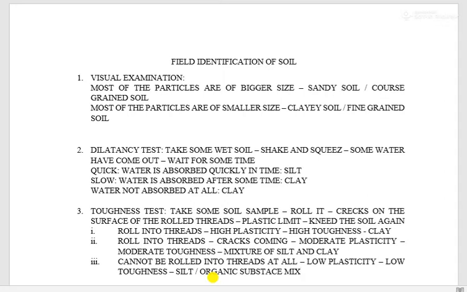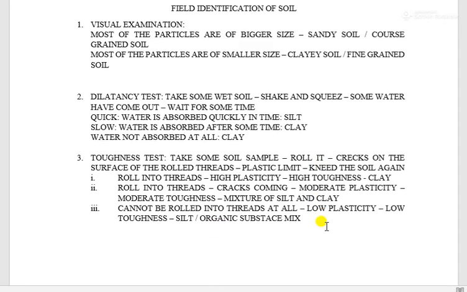That means the soil has some organic substance in it. That soil may be silt, or a soil mixture with organic substance. And if there is some organic substance, then you will feel a spongy feeling on your palm.